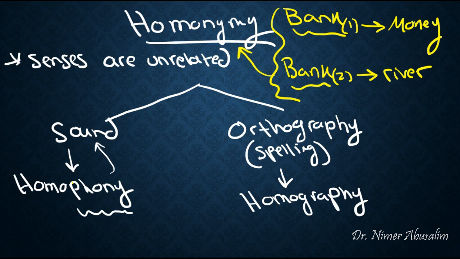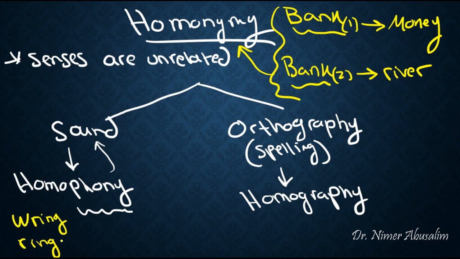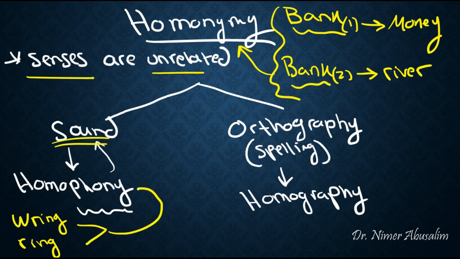How about a case where the sounds are the same, but the orthography is different? Take the word ring and the word ring. Now notice that the senses, first of all, are unrelated. Ring here means to twist something until it extracts all of the water that's in it, while ring here is something you wear on your finger. The sound is exactly the same. The orthography is different. And so these two are examples of homophony.